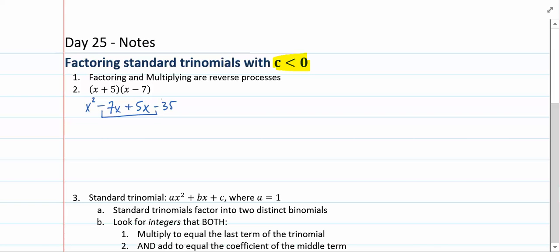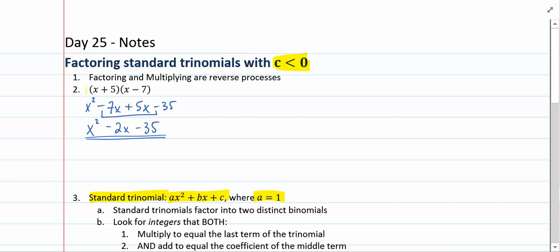Since these two terms in the middle are like terms, we would combine them together to make x squared minus 2x minus 35. This is what we would call a standard trinomial because it follows the pattern that we talked about in the last video. Ax squared plus bx plus c, where a, b, and c are whole numbers or integer values, and a must be equal to 1. That's what's going to make a standard trinomial.